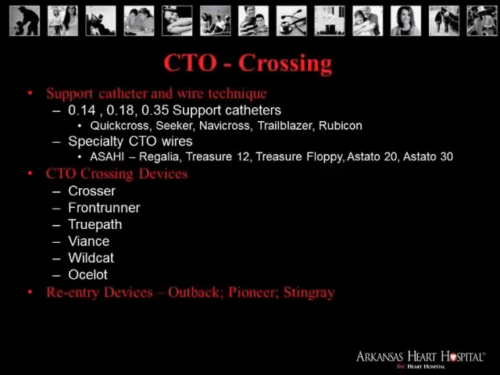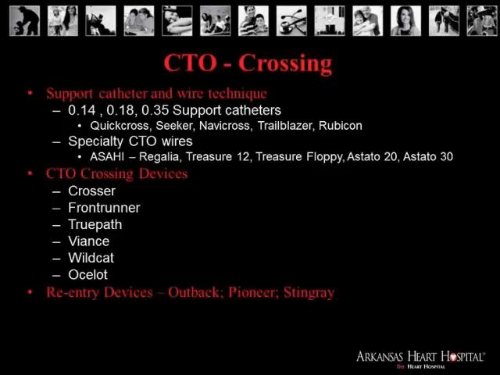So when it comes to CTO crossings, there are two main ways we approach crossing peripheral CTOs. The most common and most often successful way is using a support catheter and wire technique. There are multiple support catheters in different sizes and lengths, made by different companies, each with their own specific flavor. Some are not tapered, some are braided, some are angled. These allow us to use either a .035 glide wire or Glide Advantage, and most recently we also have specialty CTO wires. The most common brand are the Asahi wires with the Regalia, Treasure 12, Treasure Floppy, Starter 20, and Starter 30. Those are all going up in gram tip strength.